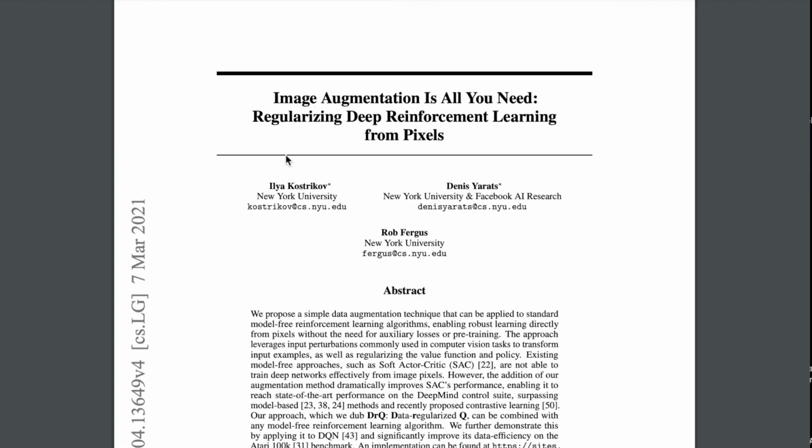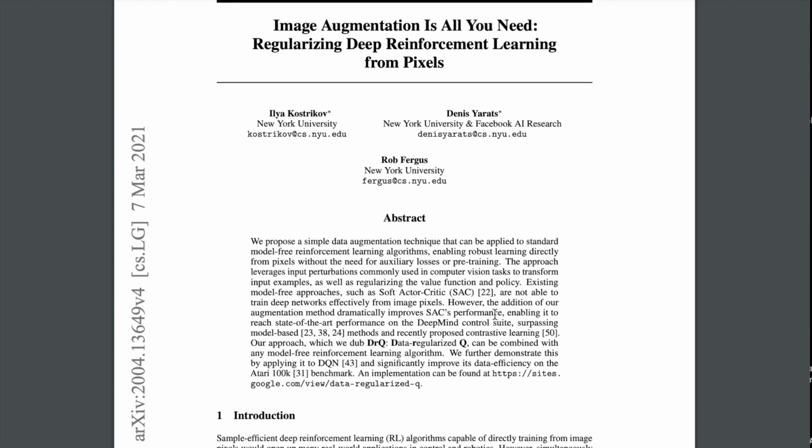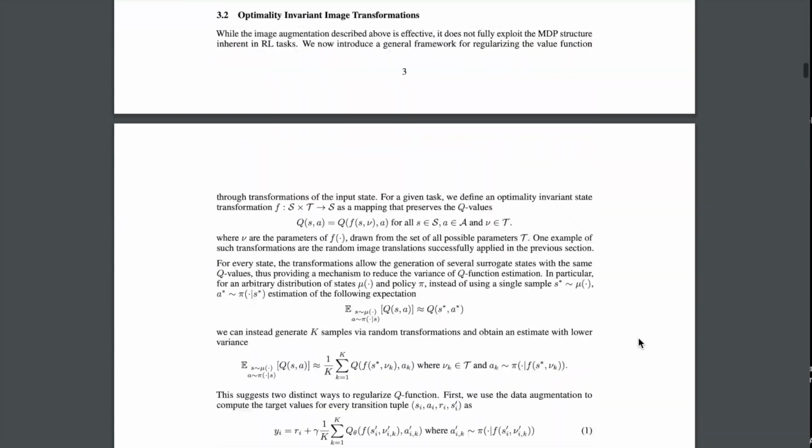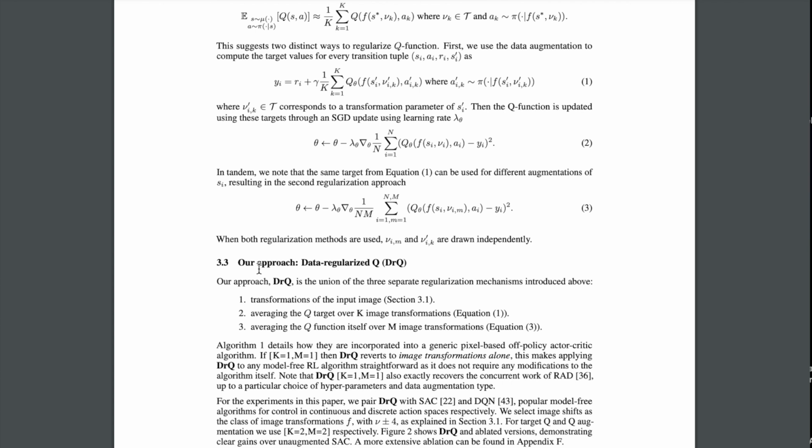So the other interesting way of using data augmentation in vision-based robotics that has also been advancing the state of this field extremely quickly is the data regularized Q-learning, and image augmentation is all you need. And this is a pretty simple idea to understand. What you do, described in these three different summarizations, is you transform the input image by averaging the Q target over K image transformations.